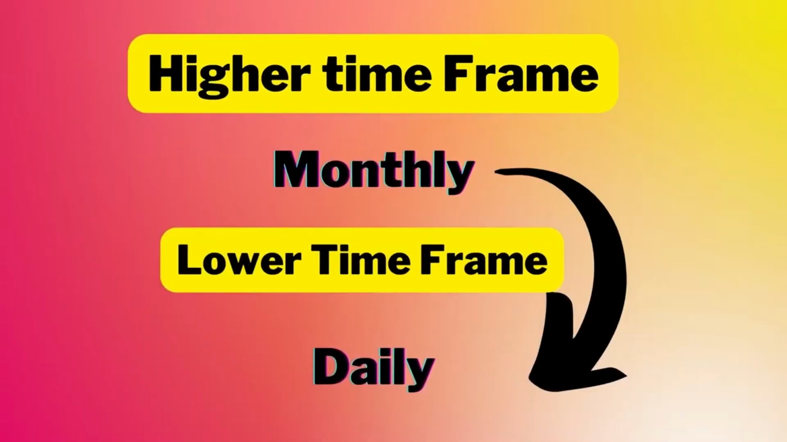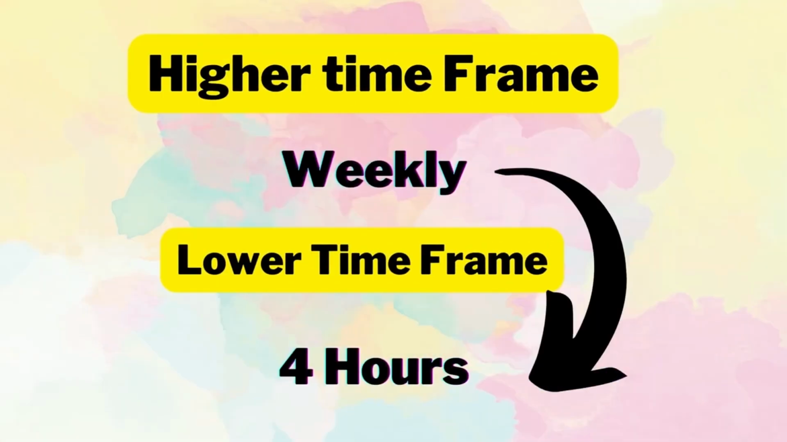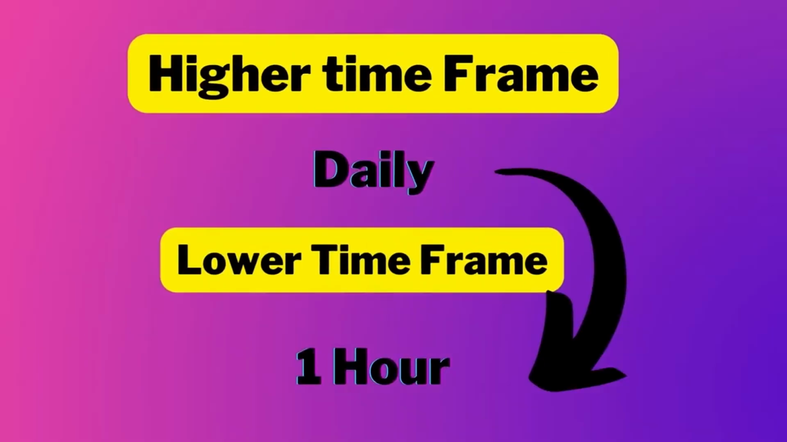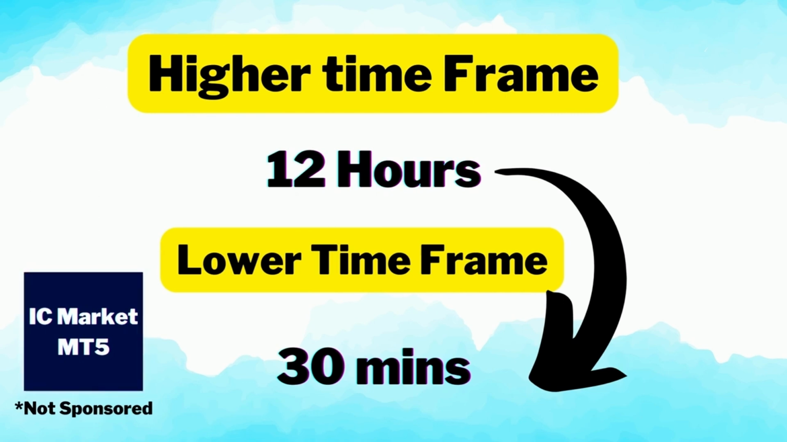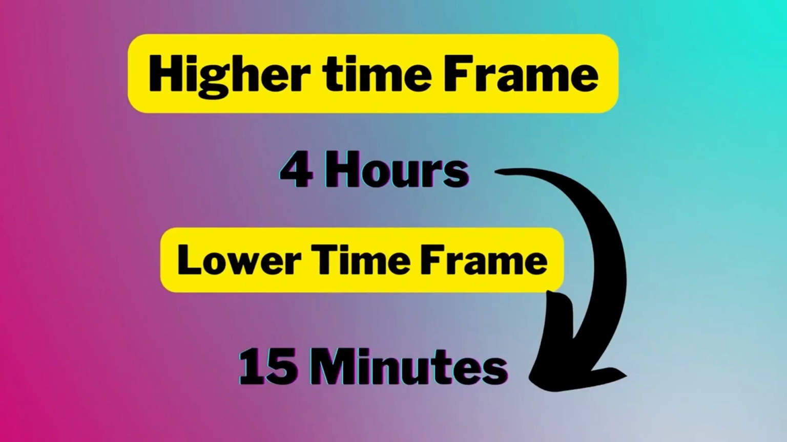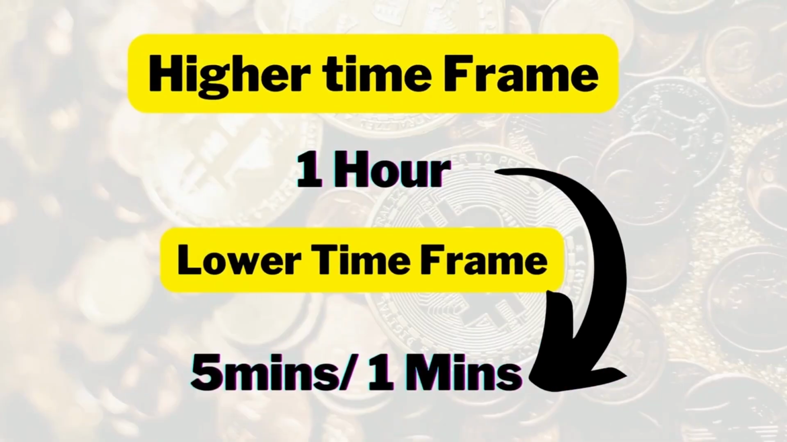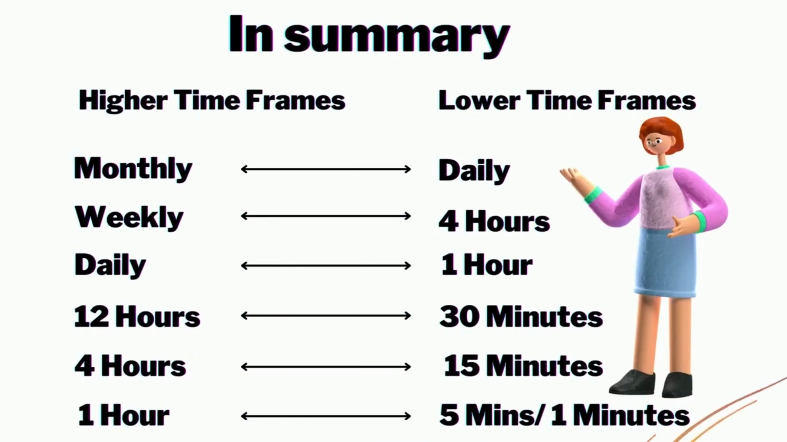The higher time frame of the monthly is daily, the weekly is 4 hours, the daily is 1 hour, the 12 hours is 30 minutes, and you can get this 12 hours time frame on the IC Markets MT5. This video is not sponsored by IC Markets. So in MT5 you can also get 6 hours, 4 hours, 15 minutes, 1 hour, 5 minutes, or 1 minute. In summary, you can take notes from this section of the video.